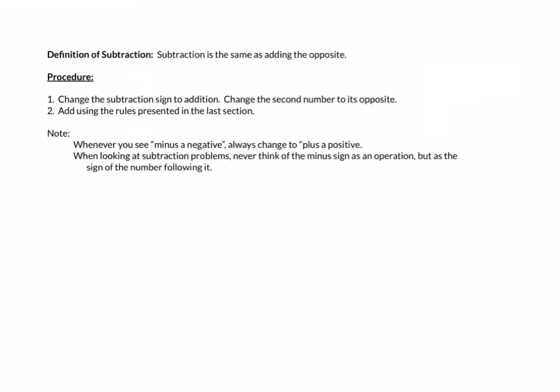Okay, so let's talk about our definition of subtraction. Subtraction is the same as adding the opposite. For instance, 10 minus 5. This is the same thing as 10 plus, what's the opposite of 5? It is negative 5. And if you remember from our previous discussion, 10 minus 5 is just 5.